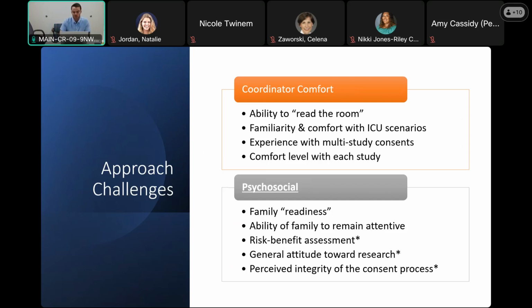And then your experience with multi-study consents. There are different levels of experience, and then there are different levels of multi-study consents. You could have two or three studies that you're going for, or you could also have 10 to 15 plus studies that you're going for. It all depends on if they're eligible, how the PI wants to handle some of the situations, and also the clinical team as well.